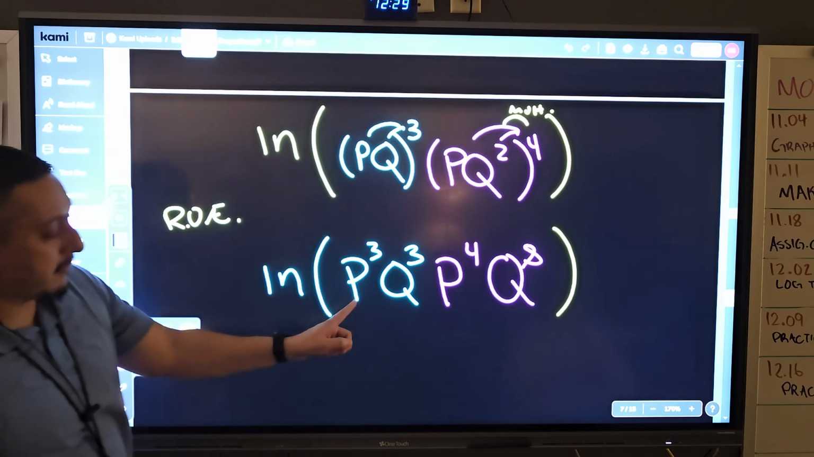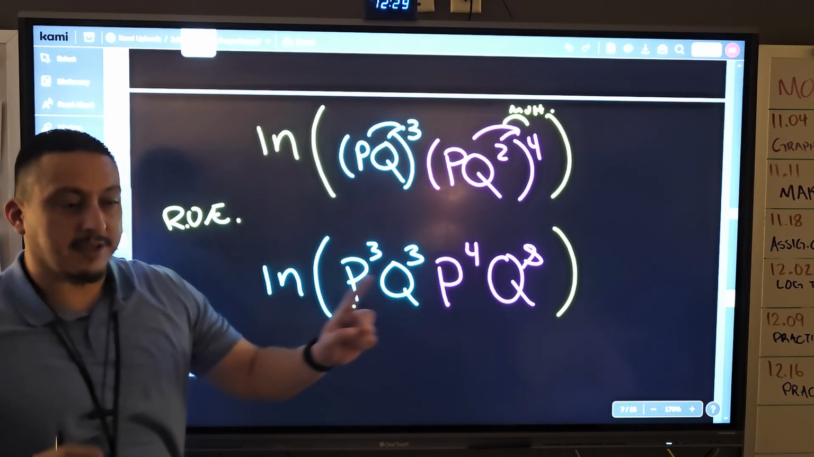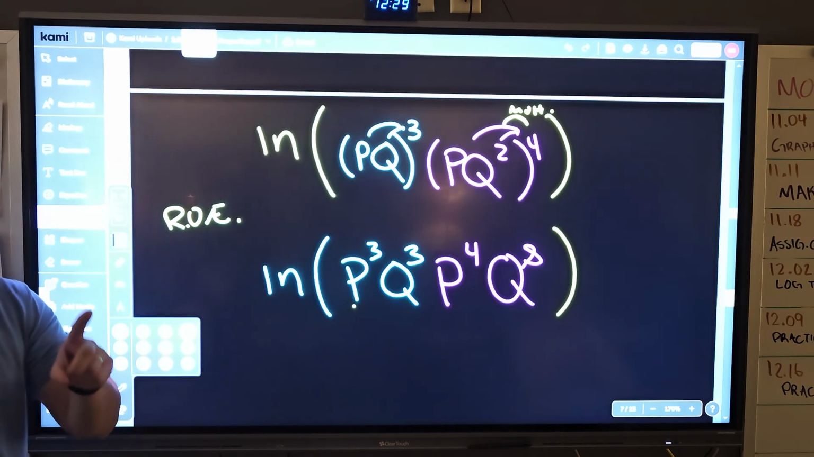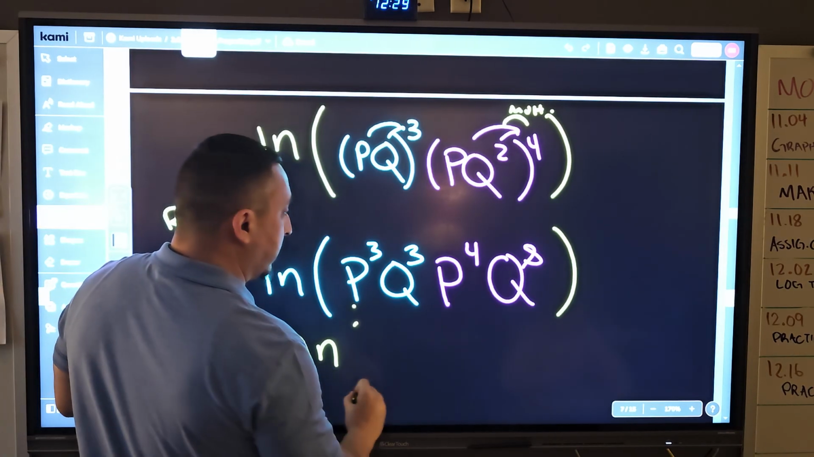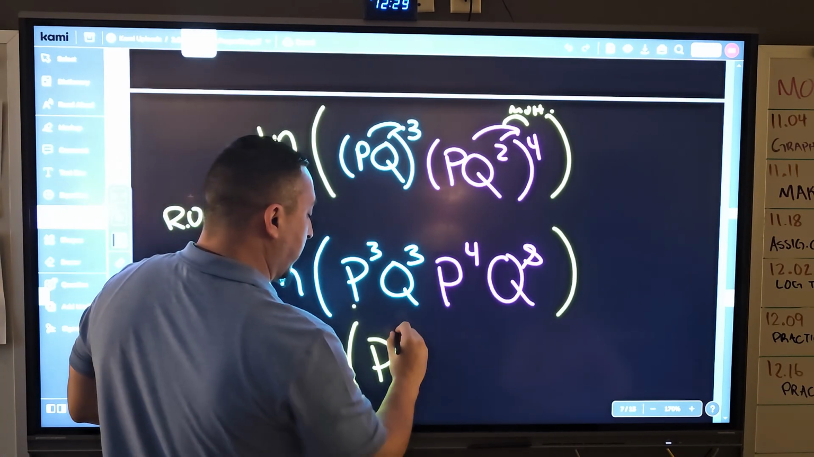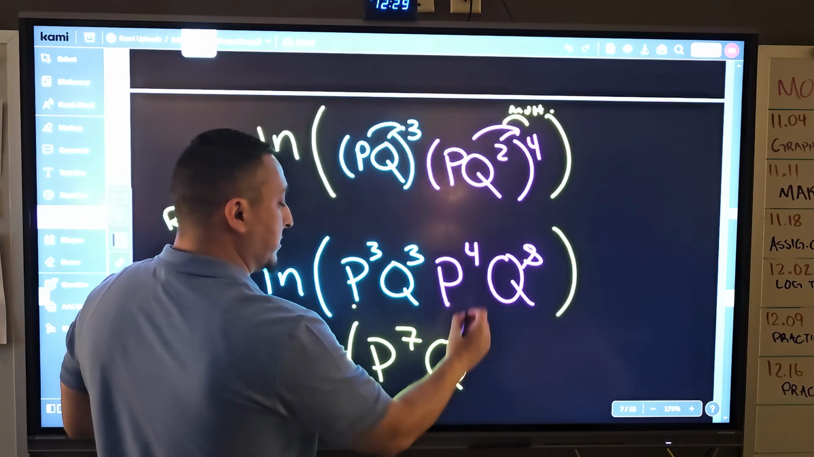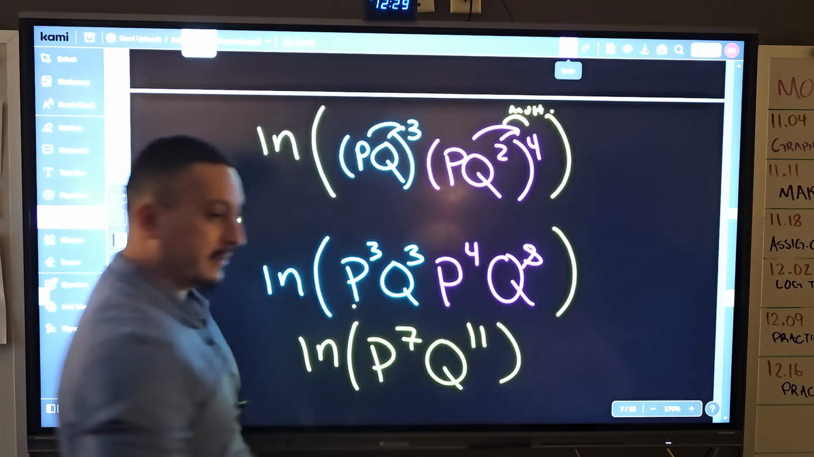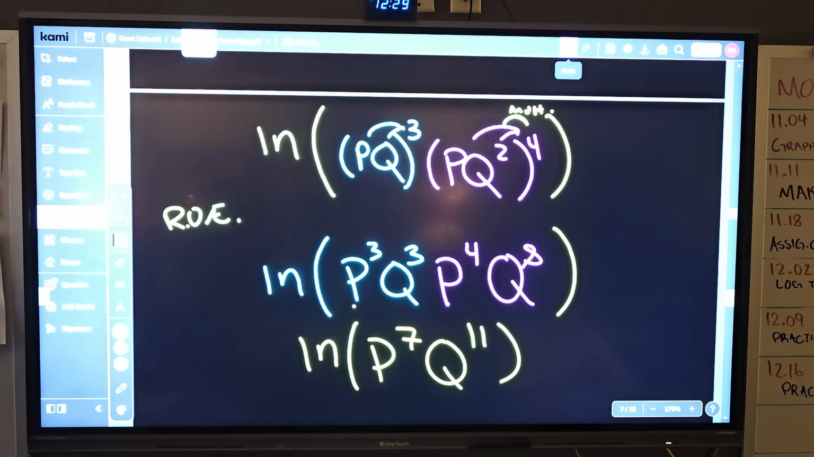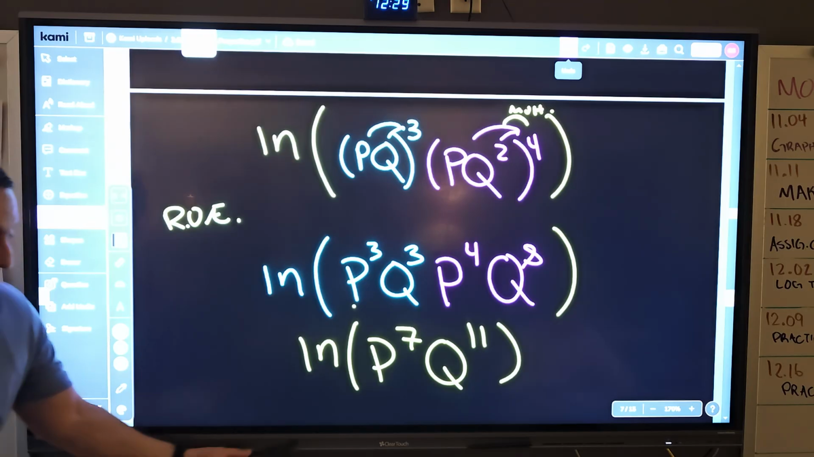And now I'm multiplying the p's together and the q's together. So what's the rule for powers when you're multiplying? Add. So ln 3 plus 4 is 7, 8 plus 3, not 12, 11. A lot of stuff, right? You're mixing a lot of skills. So there you go. Okay, that's it.